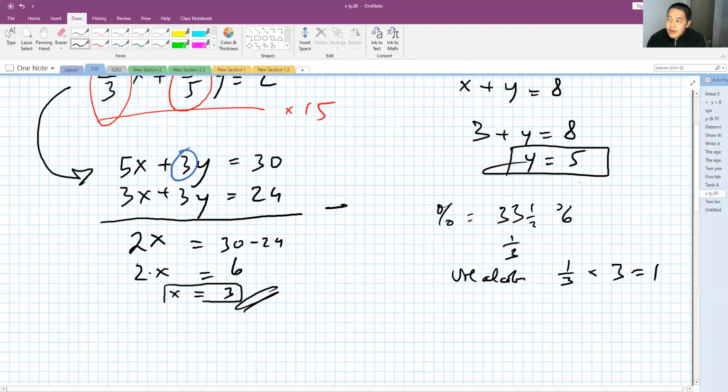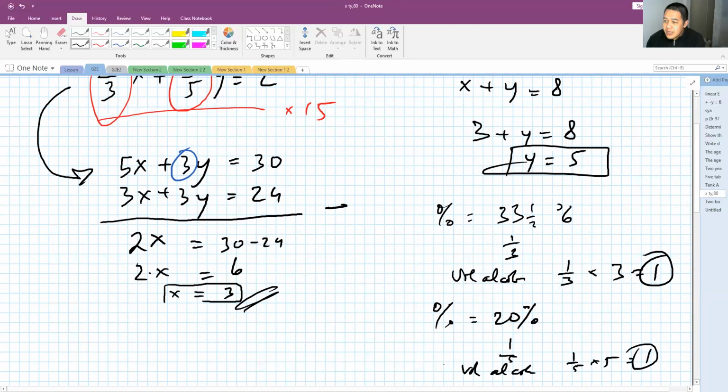And then the second tank, we took 5 gallons, right? The percentage of alcohol from it is 20%, or 1/5. That means the volume of alcohol from it will be 1/5 times 5, which is also 1 gallon. When you add them, they make 2 gallons. So 2 gallons from the total of 3 and 5 equals 25%. Remember, this is not purely water, because this is already a mixture of water and alcohol.